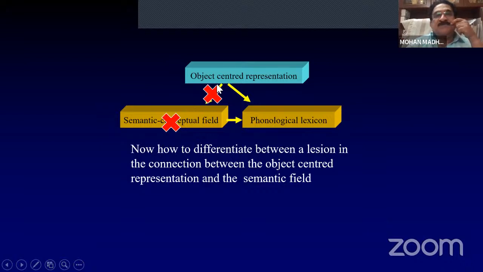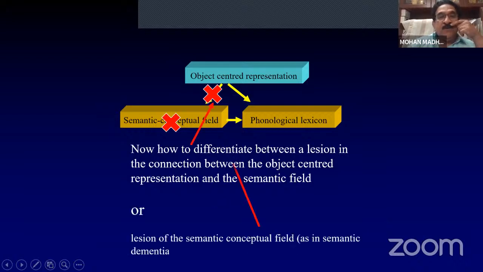In a person with visual agnosia, you will not be able to recognize the particular object by vision. With a lesion of the semantic conceptual field, again you will not be able to recognize through vision, but through the other modality also you will not be able to recognize. Now, how to differentiate a lesion in the connection between the objects and the semantic field, like here, or a lesion of the semantic conceptual field? In our patient, how to differentiate these two, apart from palpating and recognizing by other sensory modality?